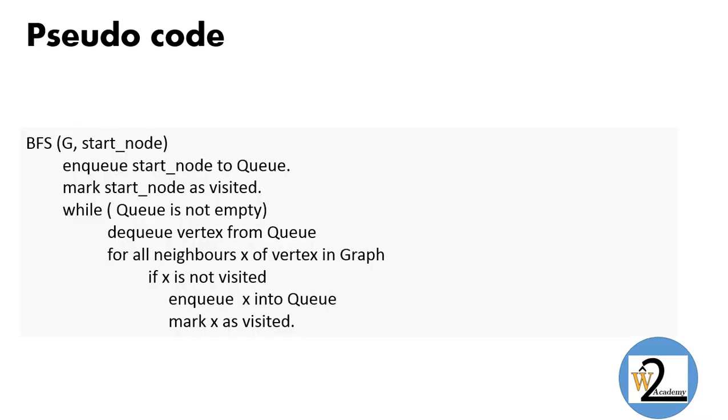Pseudocode of BFS. The function of BFS has two arguments, which are the graph and its start node. Then enqueue the start node into the queue until all its neighbor vertices are marked. While the queue is not empty, dequeue a vertex from the queue, and for all neighbors x of the vertex in the graph, if x is not visited, enqueue x into the queue and mark x as visited.